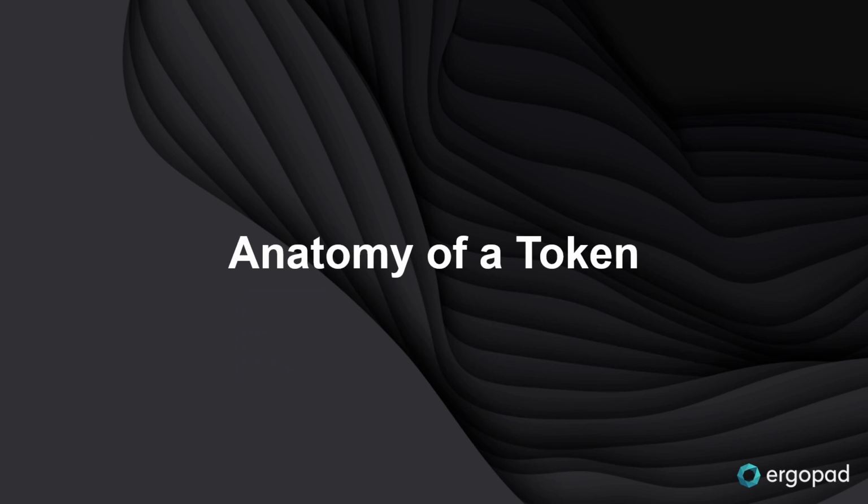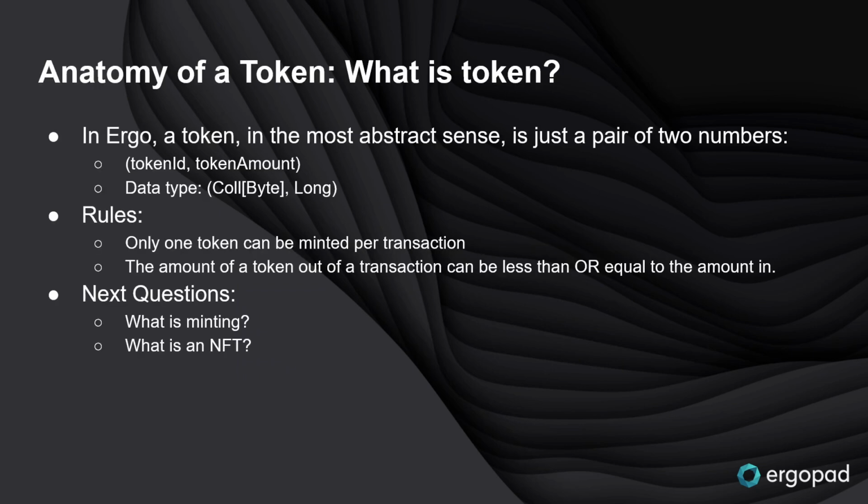Now we're going to go over the anatomy of a token. So what is a token? In Ergo, a token in the most abstract sense is just a pair of two numbers, the token ID and the token amount. In Ergo script, the data type for this would be a tuple, with the first element being a collection of bytes. So the token ID is just a byte array. And then the token amount is the long data type, so a signed long. So 2 to the 64, but split in two, so you have the positive range.